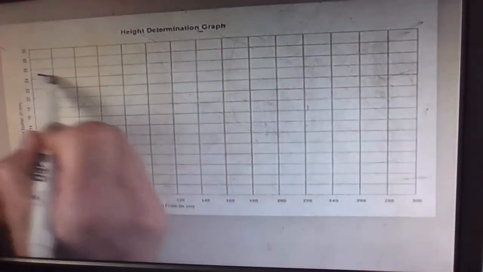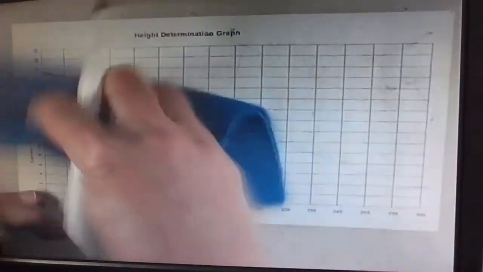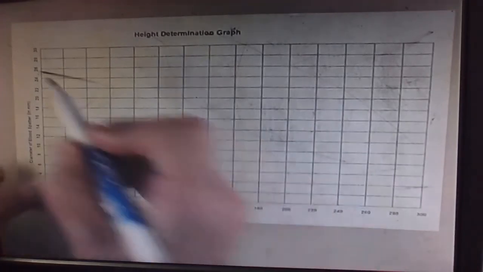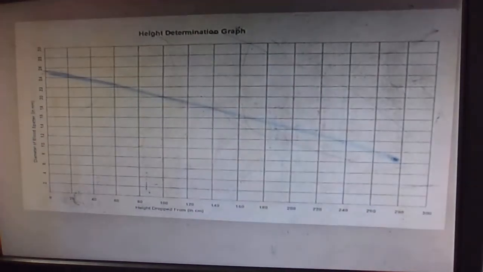So then the question becomes, I have this line. I need a better marker. Does it work? Nope, that doesn't work either. Hang on.